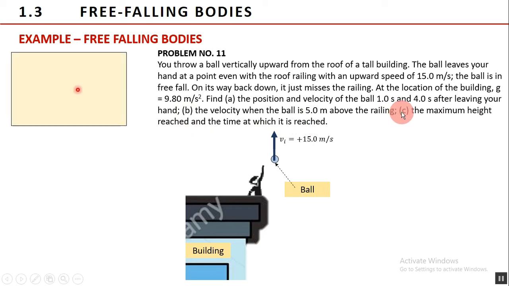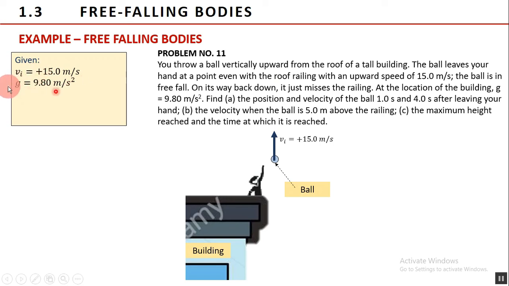We first establish the given information. The initial velocity is positive 15 meters per second. This is positive because, according to the problem statement, the ball is thrown upward. It will be negative if the ball is thrown downward. Be careful with this, or else our solution will be messed up.